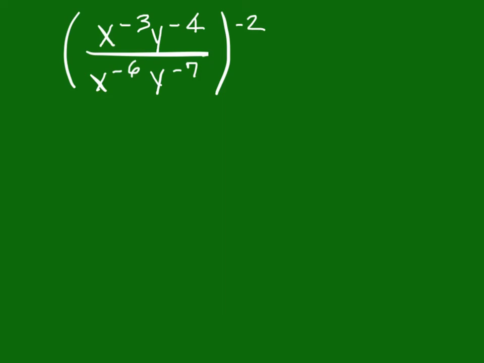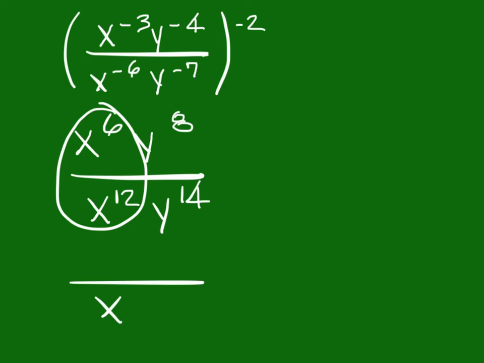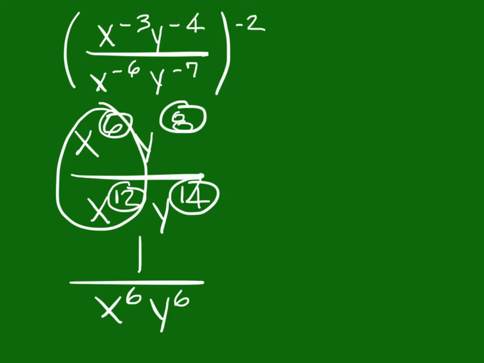Multiply through by the negative 2 on the exponents to get x to the 6th, y to the 8th, over x to the 12th, y to the 14th. Everything is positive, so now the only thing to do is to recognize, in the case of the x's, that the largest one is on the bottom. And that is the case for the y as well. You'll have 12 minus 6, which is 6, and then 14 minus 8 is 6. It must be 1 over x to the 6th, y to the 6th.